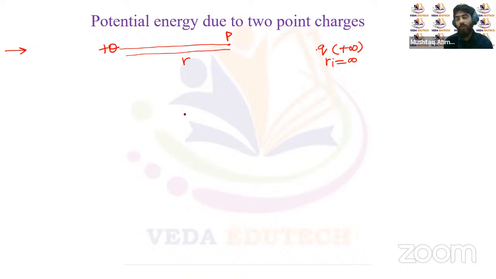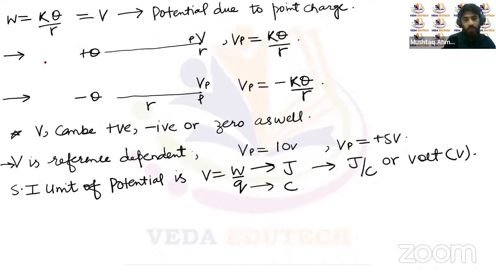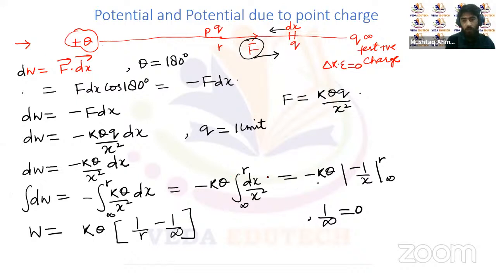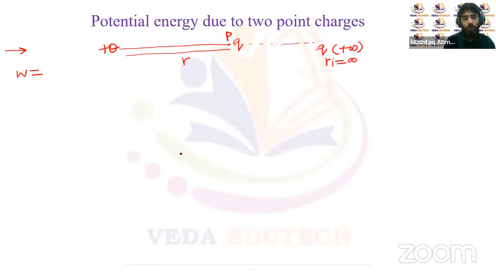Now we have to calculate the work that has been done, right? We have to do some work to bring this charge from infinity to point P. We calculated that work done in the previous slide. The work done was calculated here as kQq upon x square. It means that if we displace this charge by dx distance, then the work done will be dW, equal to minus kQq upon x square into dx, right?